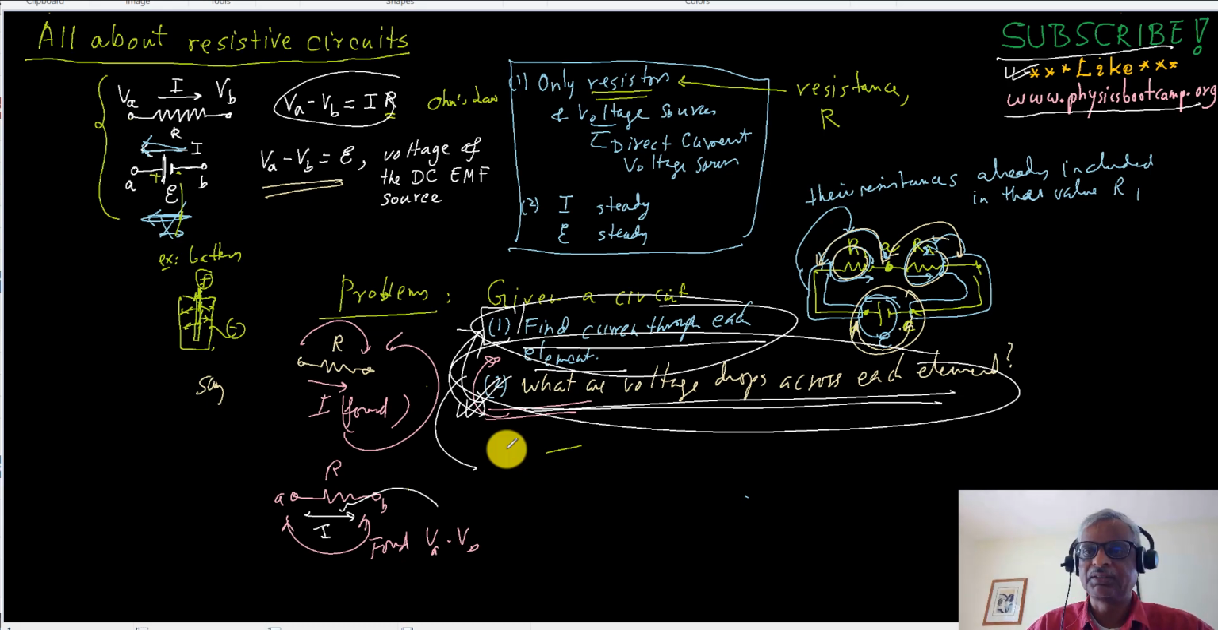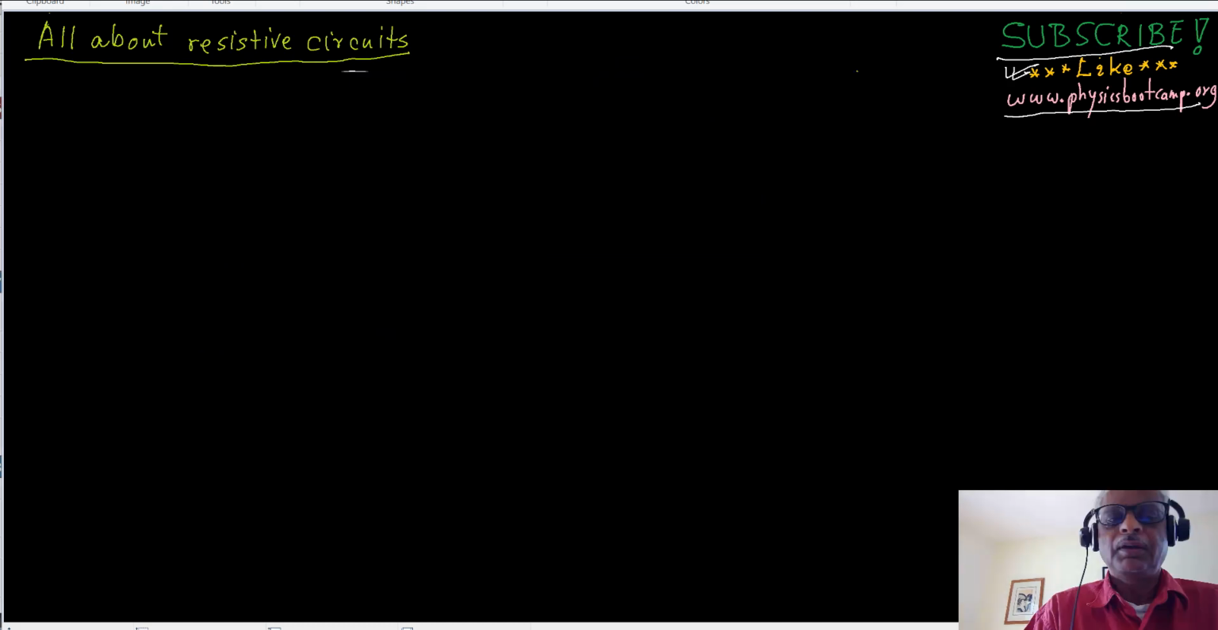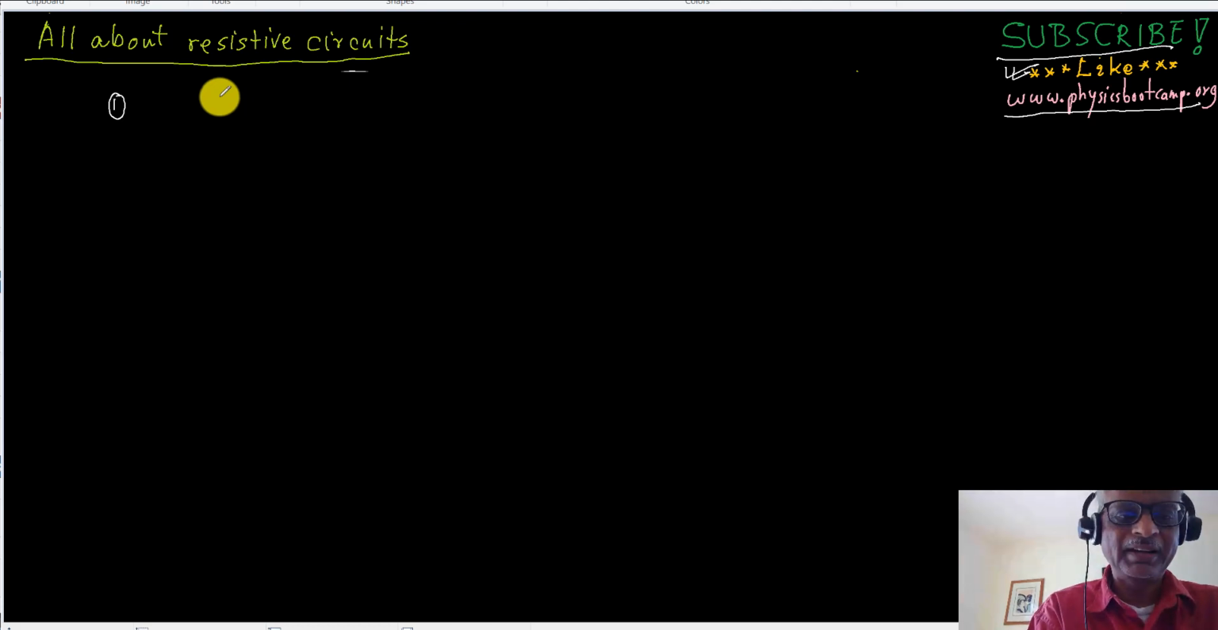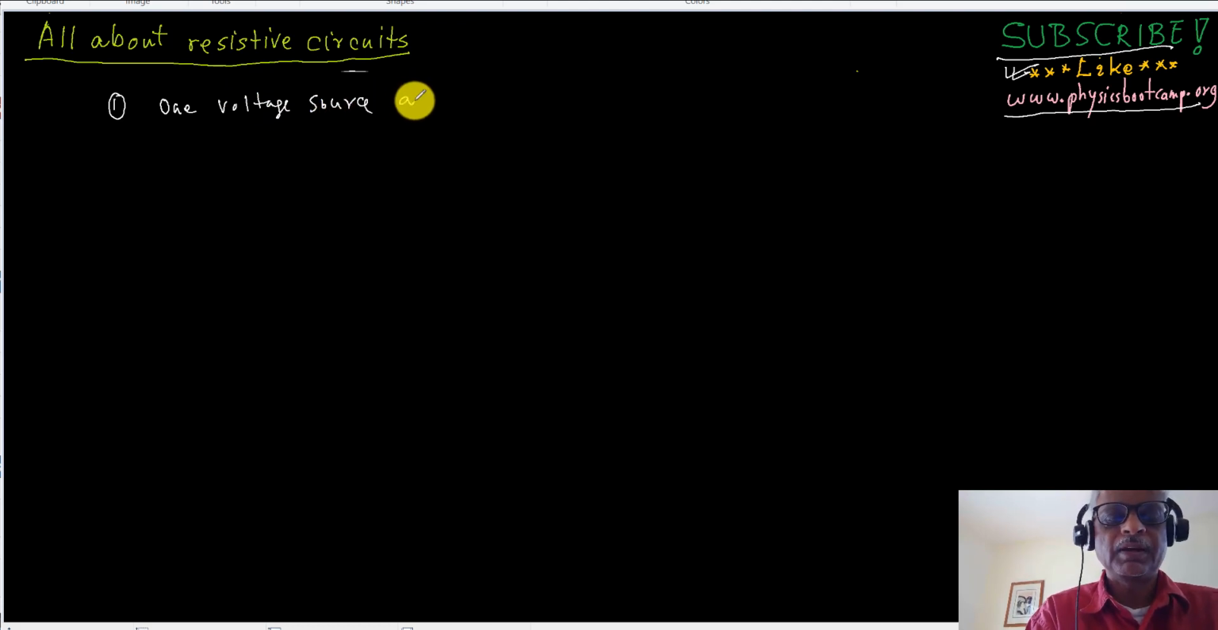This is the theory. Okay, so there are basically three types of problems. Maybe I would say four types of problems. So let's do it a little bit more fine-grained. One is you have one voltage source and resistors connected in series.